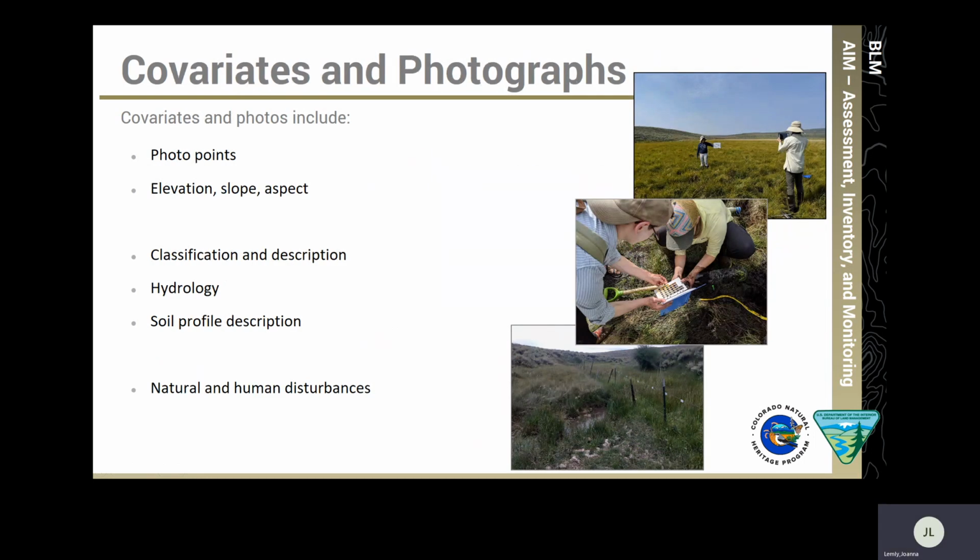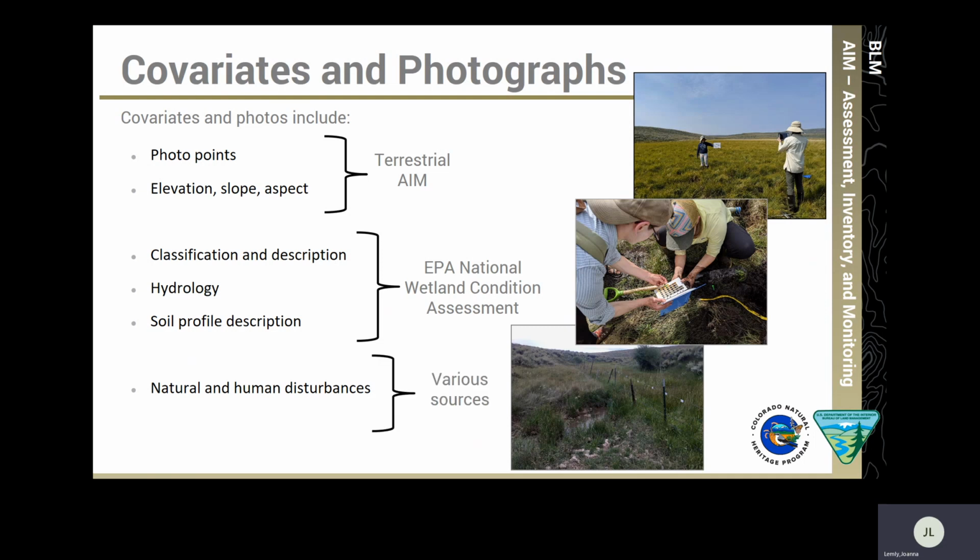Covariates help describe the sites being sampled and include photo points, basic descriptive information like elevation, slope, and aspect, which are collected following the terrestrial AIM methods. Classification, hydrology, and soil profile descriptions are all specific to riparian and wetland environments and follow methods outlined in EPA's National Wetland Condition Assessment. Lastly, data on natural and human disturbances are collected. The specific methods used have been adapted from multiple sources, including the EPA, other AIM programs, and NatureServe.